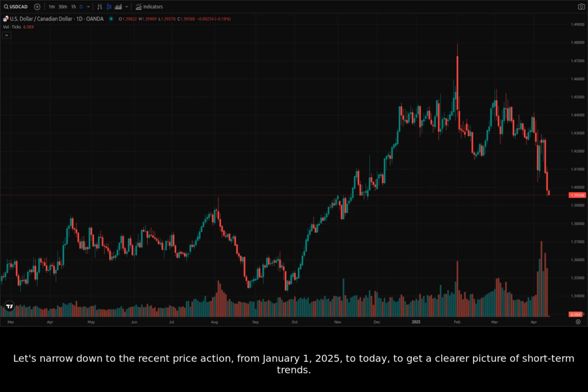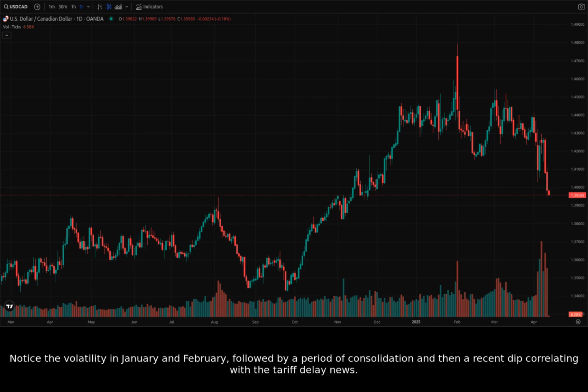Let's narrow down to the recent price action from January 1st, 2025 to today to get a clearer picture of short-term trends. Notice the volatility in January and February, followed by a period of consolidation and then a recent dip correlating with the tariff delay news.